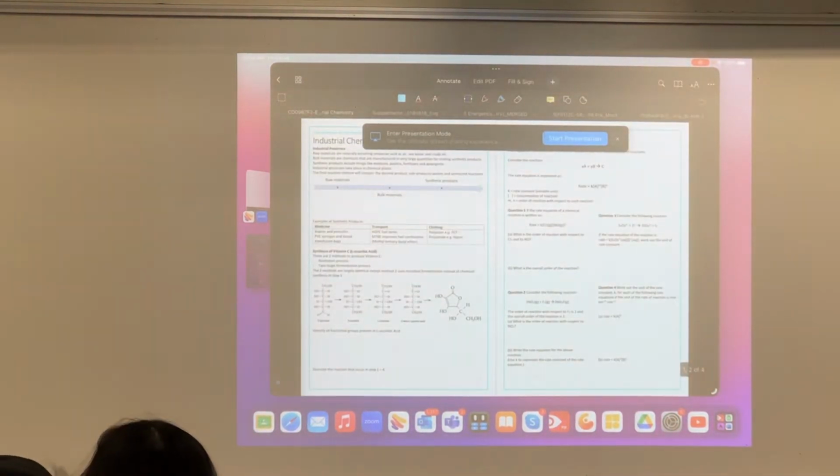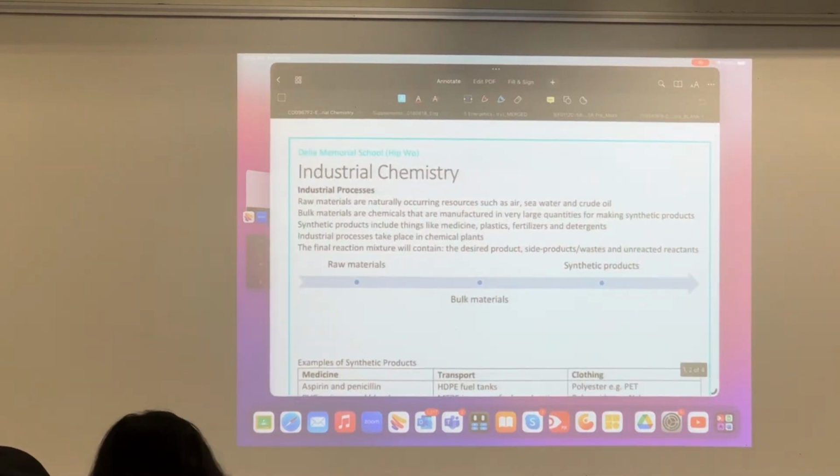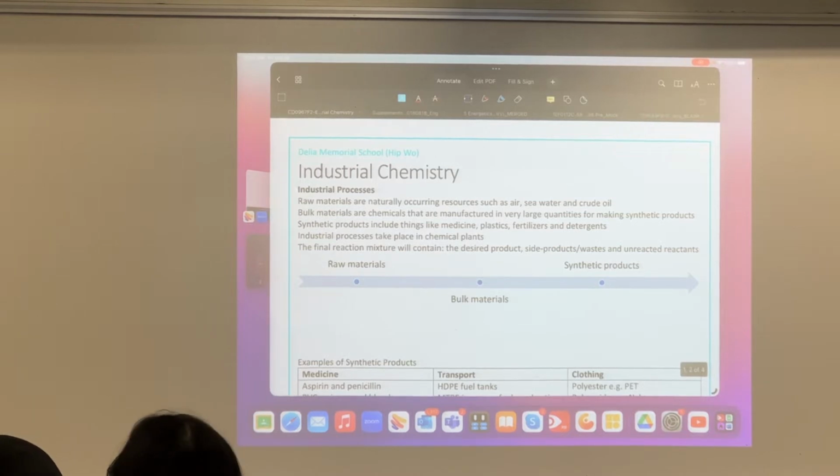Okay, everyone, do you have the worksheet from before on the industrial chem? I think I sent it out earlier, like a hard copy, remember? If you don't have it, I will write on this copy and I'll send it to you all.